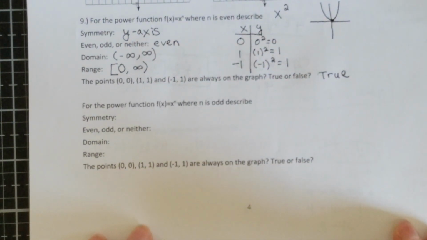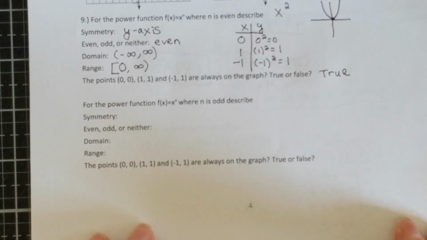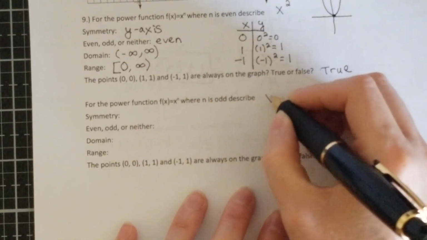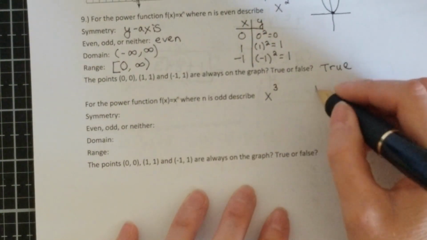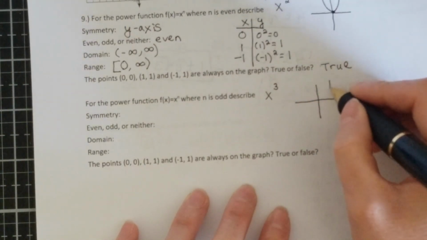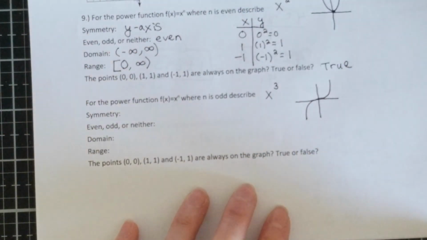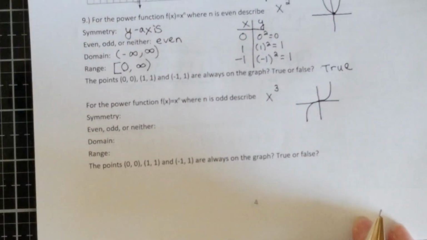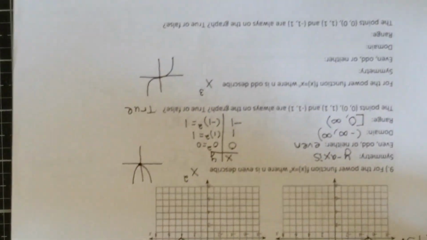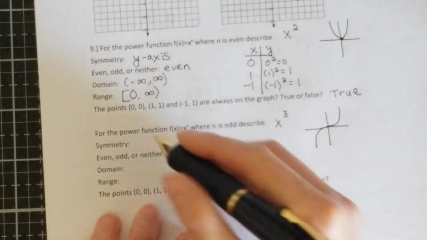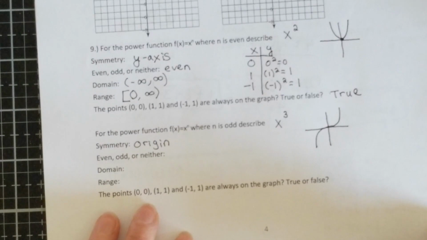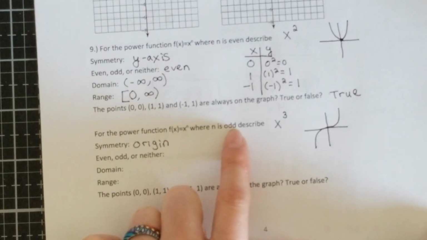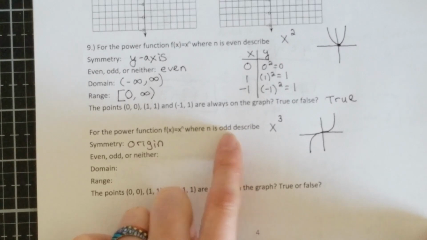Okay, for the power function x to the n, where n is odd, describe the symmetry. So I will picture x to the 3rd power. Okay, so if I was drawing that, my graph would look like this. So if I spin my paper around upside down, it looks identical to when I didn't spin my paper. So your symmetry would be origin. Even, odd, or neither, well, they kind of give it away in the wording there. So this is odd.